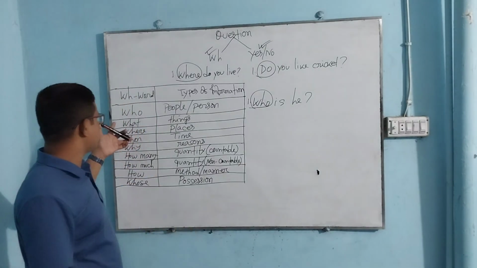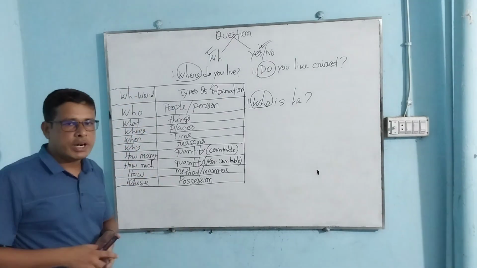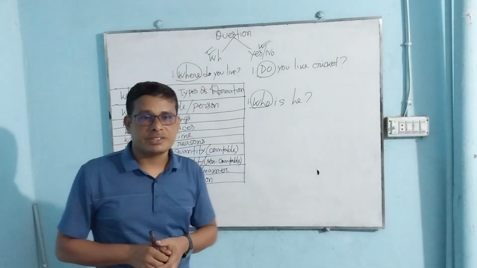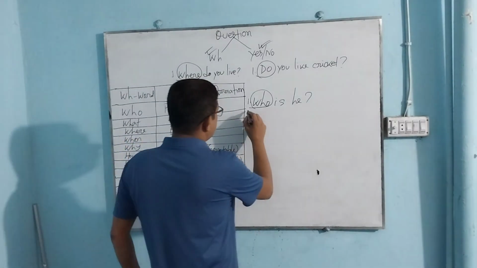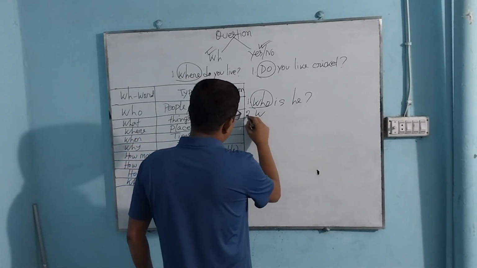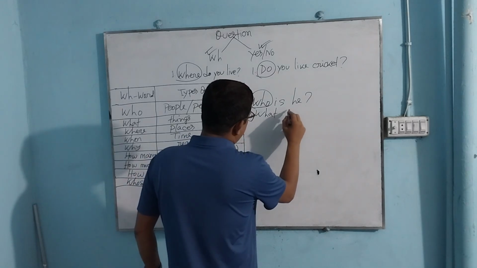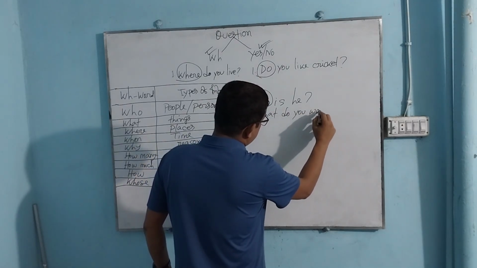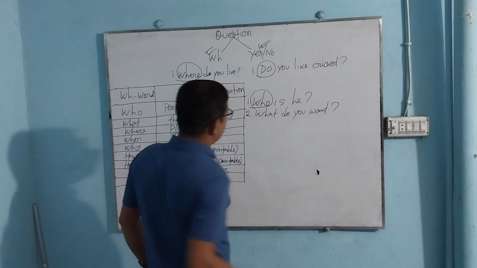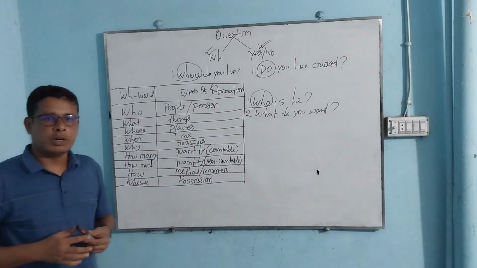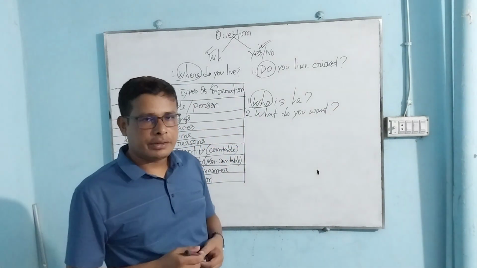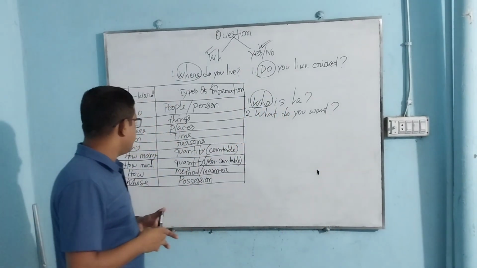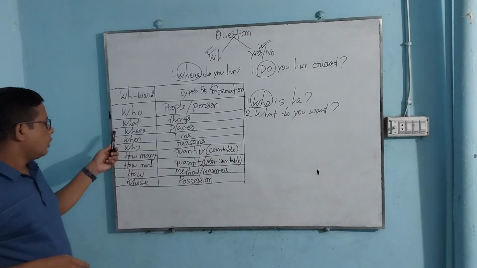Okay. Next question word, what. What is normally used to get information about things. Suppose, what do you want? What do you want? Okay? I want a pen, I want a book, or I want a shirt, and so on. Okay? Next one is where.